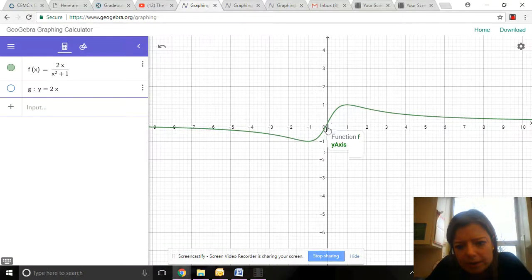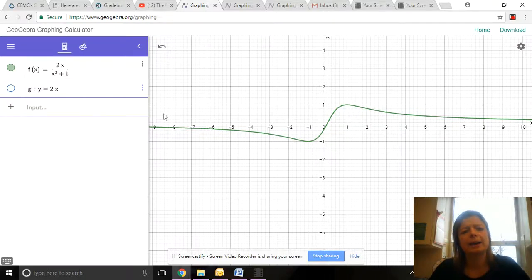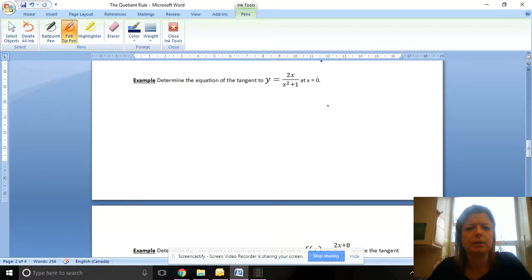So you can see x equals 0. It's right here. So the equation of this tangent, you can see it's going to have a positive slope. Okay, the derivative here will be positive because the tangent here would be sloping up. Okay, so we can actually go ahead and find that now since we know the quotient rule.